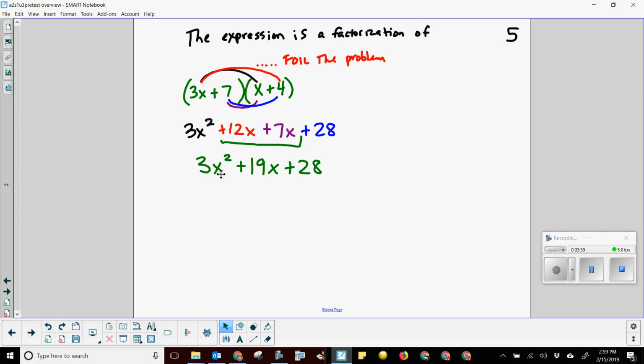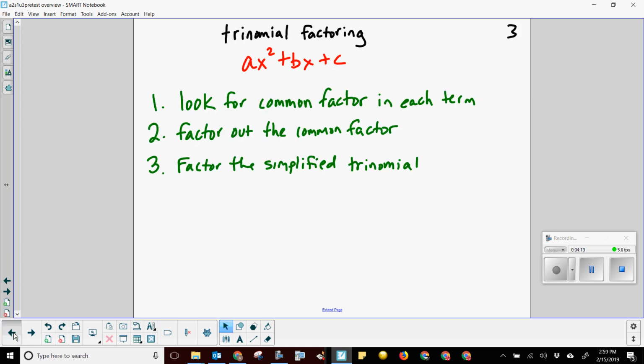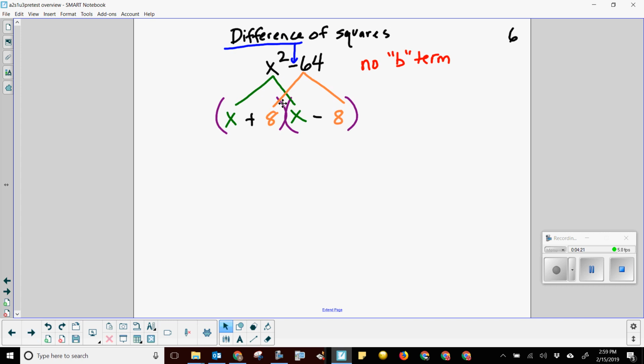Concept 6, another special case in concept 7. When you're missing your B term, like if I go back here, there we go. We don't have bx. We have something x squared and we have a number, but we don't have a b. So that just means as long as this is subtraction, difference meaning subtract, and x squared breaks down, x times x, and 64 breaks down, 8 times 8. If they don't break down perfectly even, you can't do it.